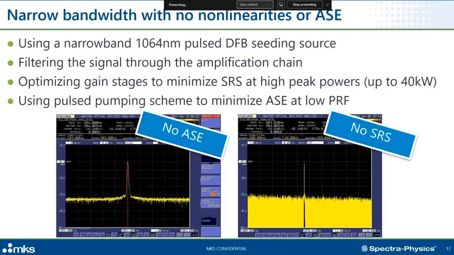You can get up to 40 kilowatts with that, and you can imagine 40 kilowatts with a 3 nanosecond pulse, you can get about 120 microjoules, which is not trivial.